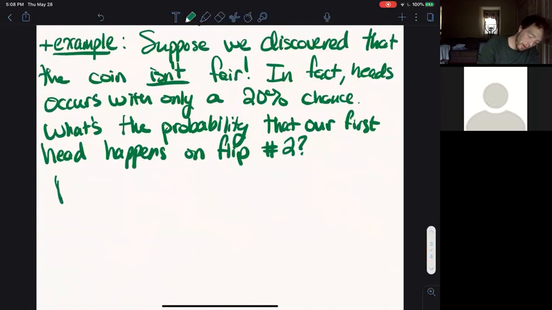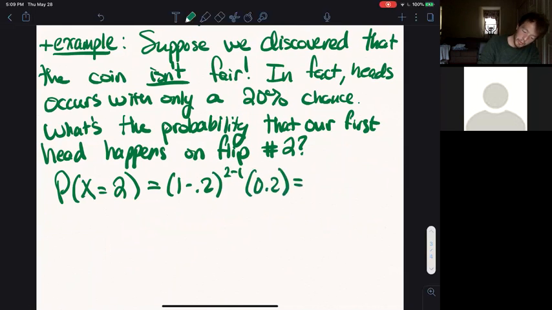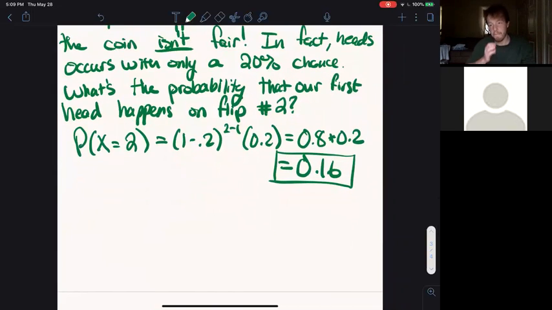Well, this actually isn't that hard. We just need to plug it into our formula. X equals 2. The probability of success, in this case, the probability of getting a head is 0.2. So what we do is we plug in 0.2 now for p, plug in 2 for k. This is actually just equal to 0.8 times 0.2, or 0.16. So the probability of the second flip being the first heads, given that our coin is unfair, is 0.16 in this case. So that's just another example for you.